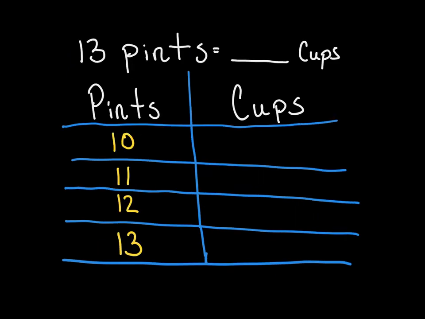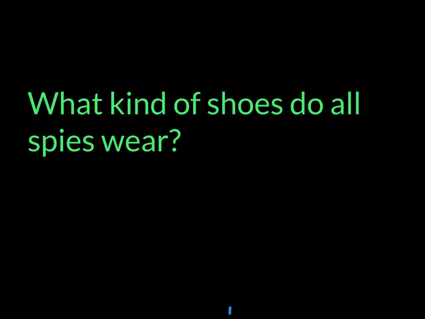Okay, 13 pints is equal to how many cups? Well, we know that within that P, in that big G that we drew before, the P has 2 cups in it. So we're going to be multiplying each one by 2. So 10 pints is equal to how many cups? 10 times 2 is 20. 11 times 2 is 22. 12 times 2 is 24. And 13 times 2 is 26. So 13 pints is equal to 26 cups.